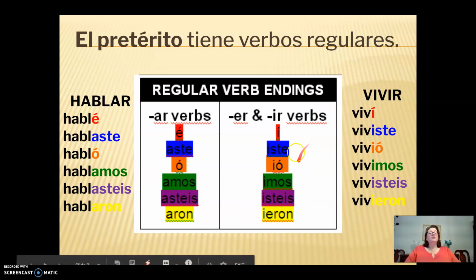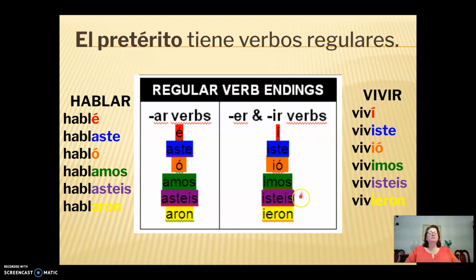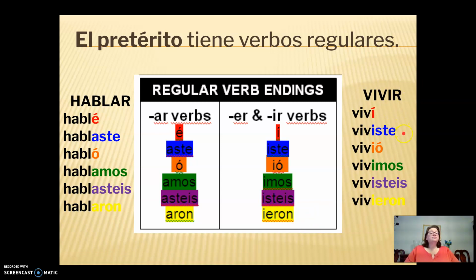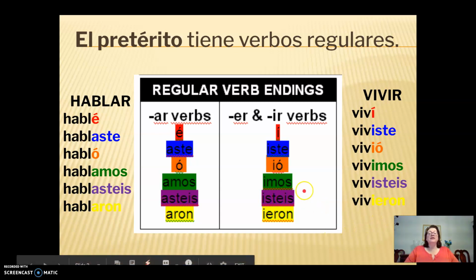The ER and IR verbs share endings. So the endings are í, iste, ió, imos, isteis, ieron. So an example is the verb vivir, to live. Viví, I lived. Viviste, you lived. Vivió, vivimos, vivisteis, vivieron. Okay, those are the regular endings.